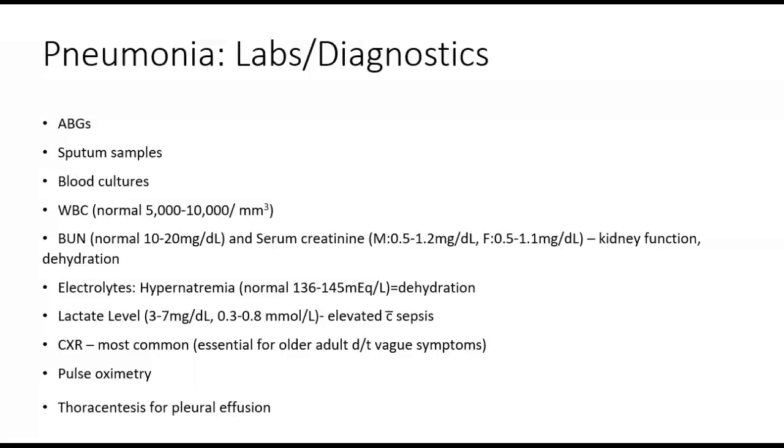Pulse oximetry, continuous pulse oximetry may be on your patient to continuously monitor that SpO2. And finally, thoracentesis if the patient has a pleural effusion. A pleural effusion is a collection of exudate or fluid in the pleural cavity, and a thoracentesis is a procedure in which the fluid that's accumulating in the pleural cavity is drained.